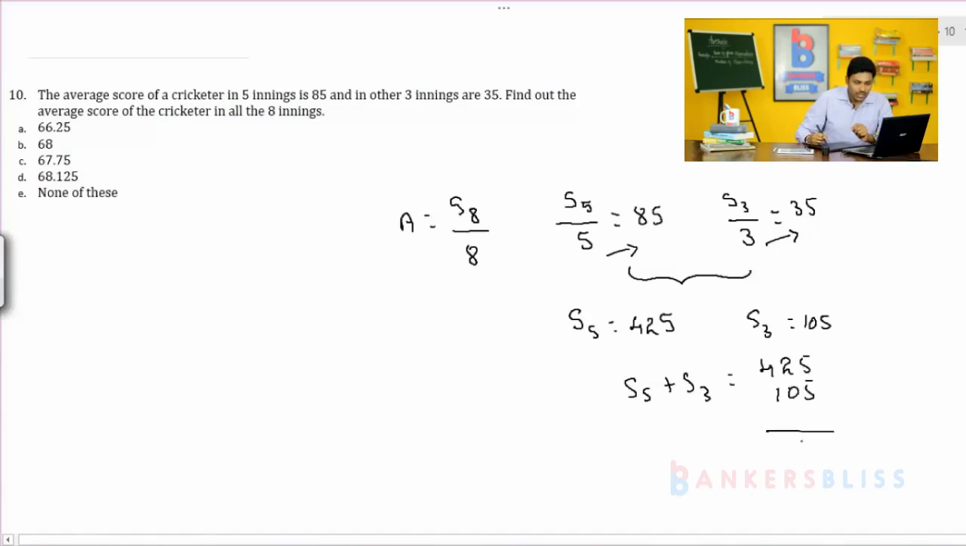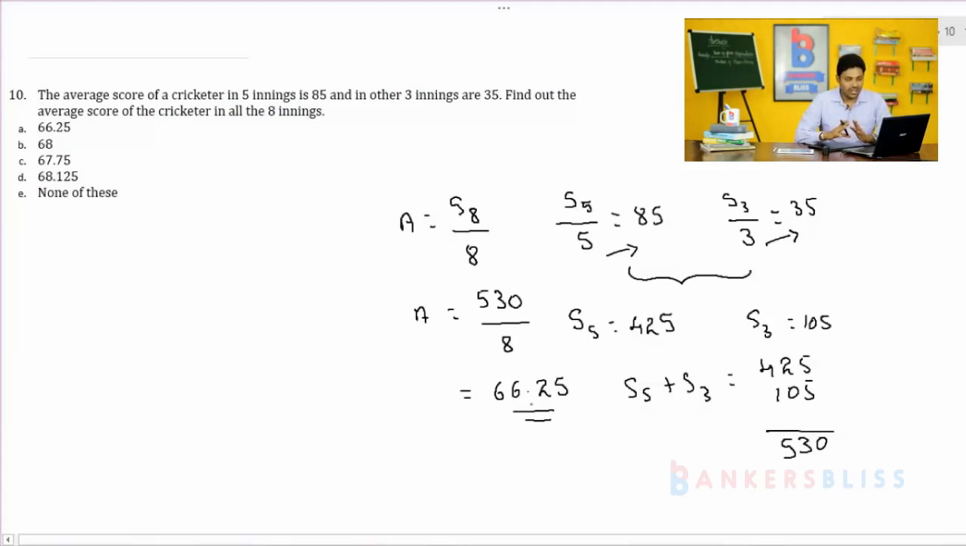So altogether 530. So your new average will be, average is equal to 530 divided by 8. So 8 6s are 48. So 5 carry over 50. 8 6s are 48. 8 2s are 16. 8 5s are 40. So your average is 66.25. Option A is the right answer.